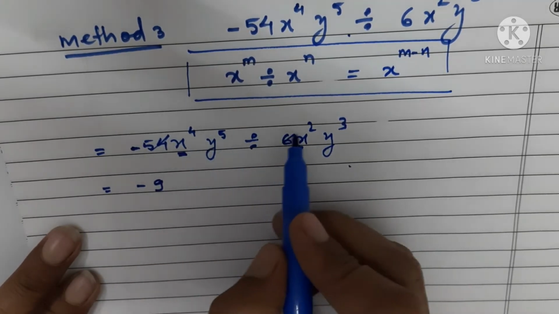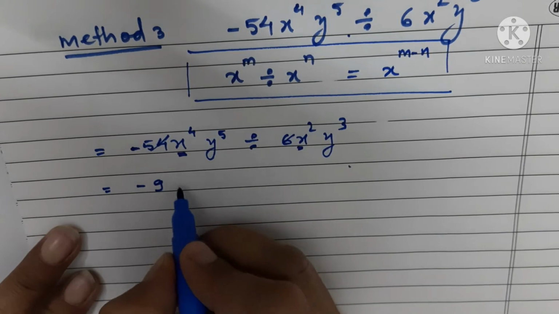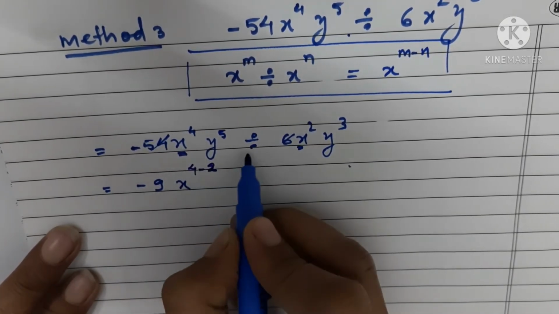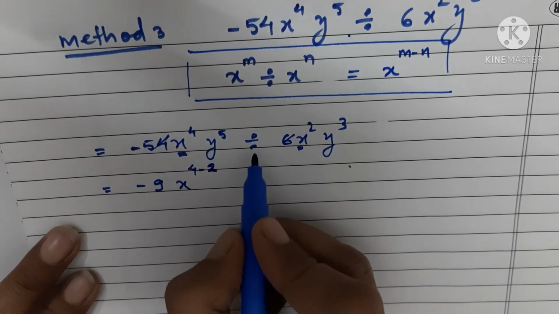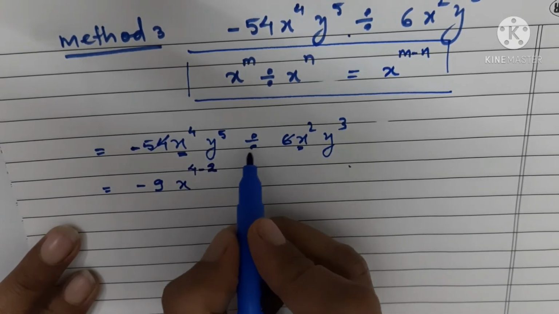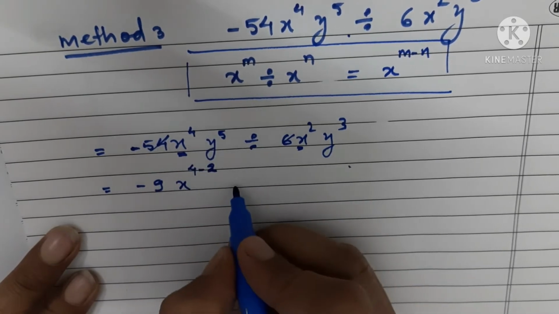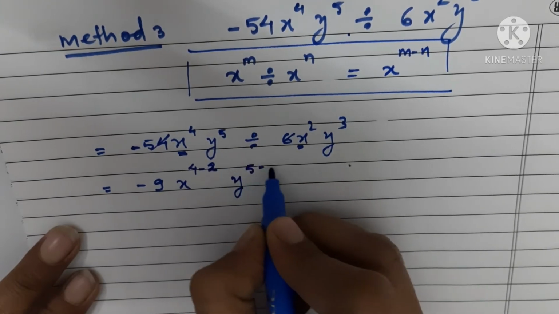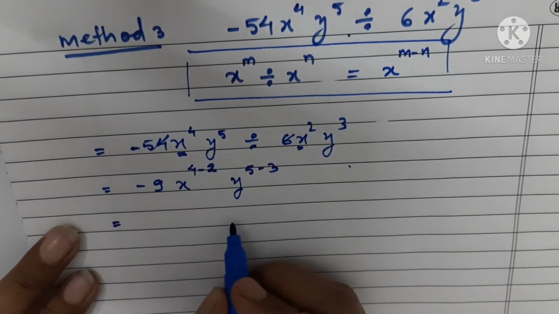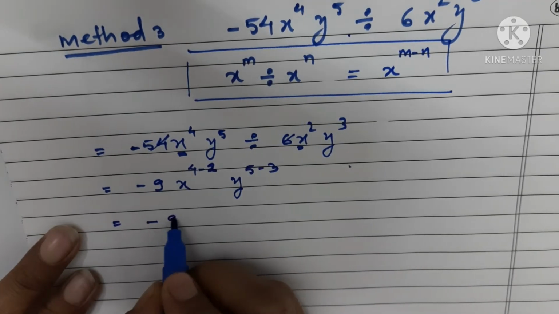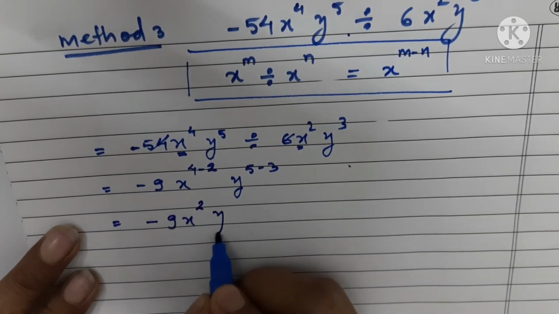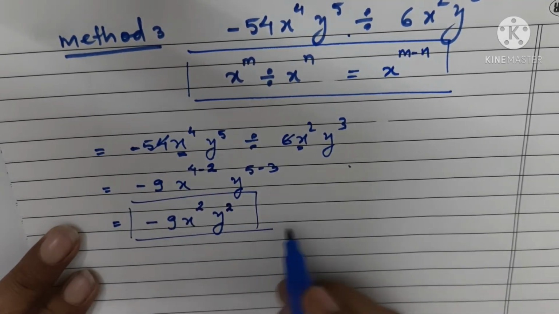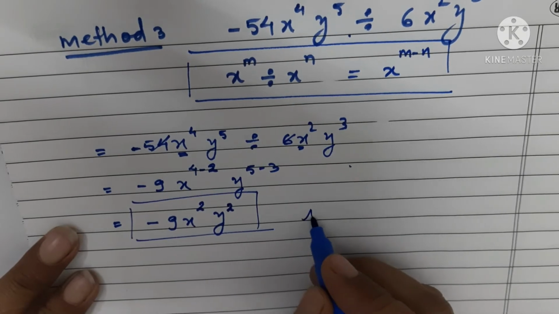Now here this is the x variable, this is also the x variable. The power is 4, here the power is 2. It means you will take one x and do subtraction. Why subtraction? Because of the division symbol. If it is multiplication, in that case you will add the powers. Now here it is going to be subtraction. So y to the power 5 minus 3. So what you are going to get? It will give you minus 9 x to the power 2 y to the power 2. This is going to be your answer.